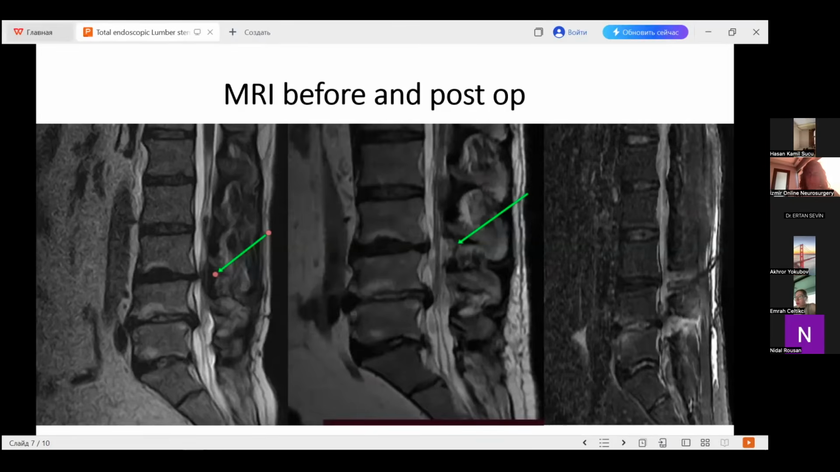Let me show you. Post-op MRI: immediately I do a post-op MRI, before discharging, in all patients. This is before surgery, there is stenosis here. This is after surgery, it's totally open. Here is the drainage. I put it at L5. The lateral recess also, I did the decompression.